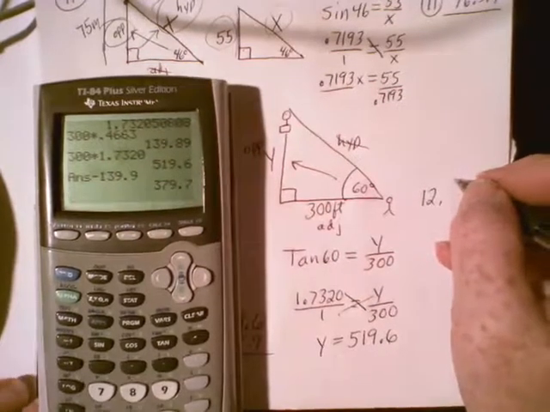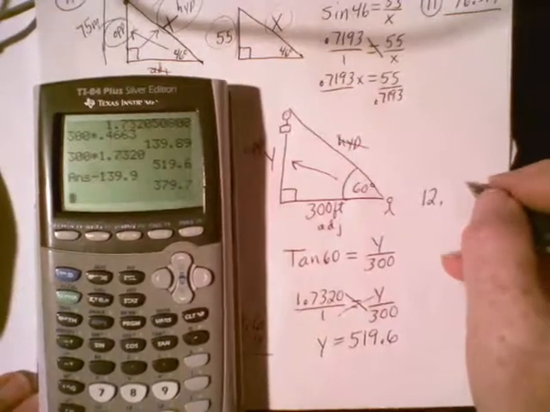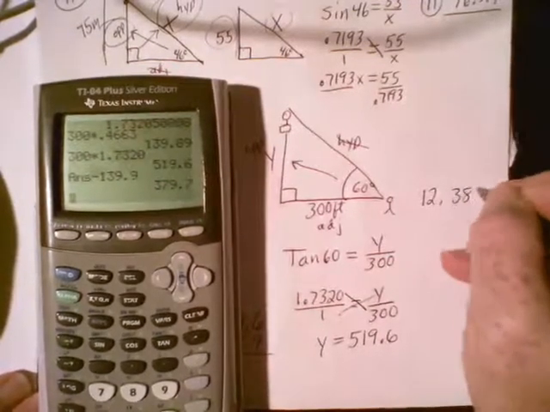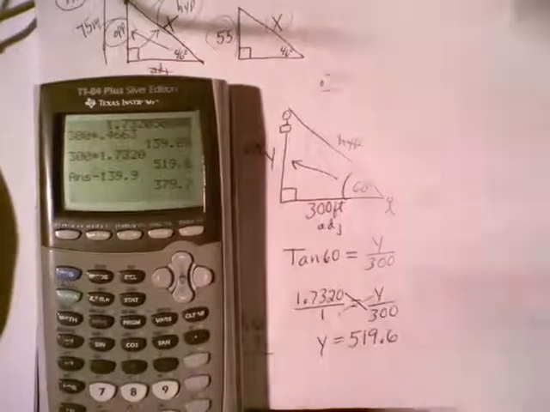379.7. What did it say? Did it say how to round it? Nearest meter. So 380. So the balloon went up about 380 meters.